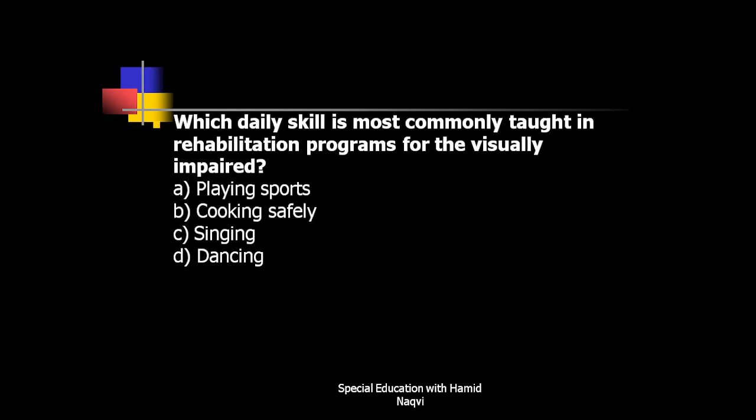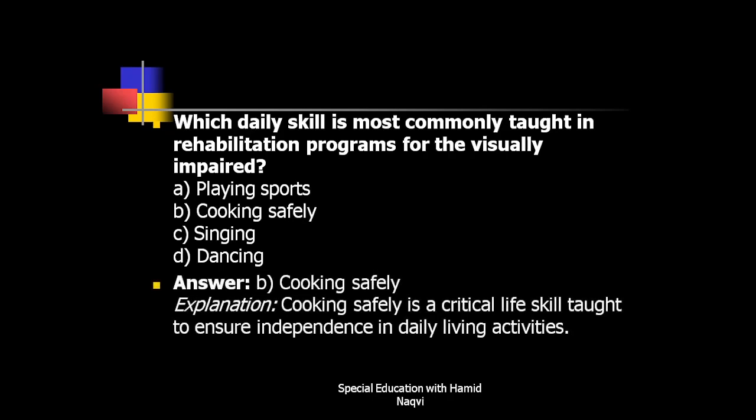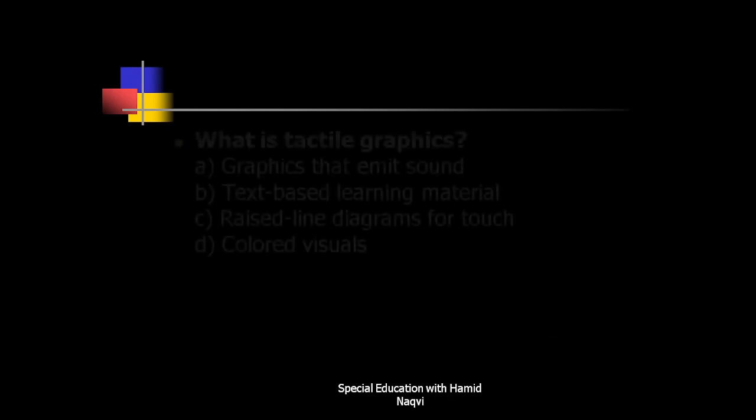Which daily skill is most commonly taught in rehabilitation programs for the visually impaired? Playing sports, cooking safety, singing, dancing. Answer is cooking safety. Cooking safety is a critical life skill taught to ensure independence in daily living activities.